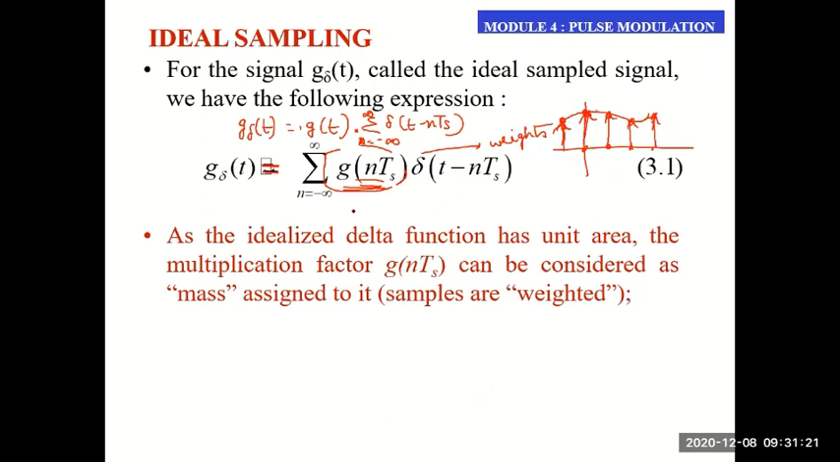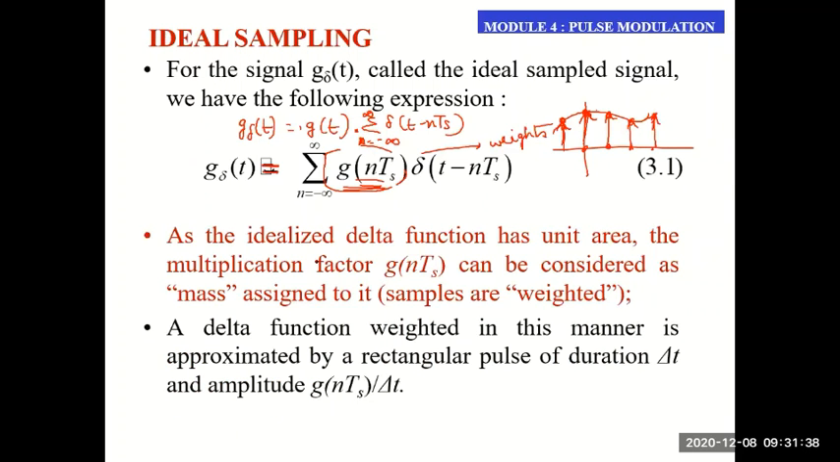Remember this equation, we'll use it commonly. As the idealized delta function has unit area, the multiplication factor g(nTs) can be considered as the mass or weight assigned to the impulse. And a delta function which is weighted in this manner is approximated by a rectangular pulse of duration delta t and amplitude g(nTs) by delta t.